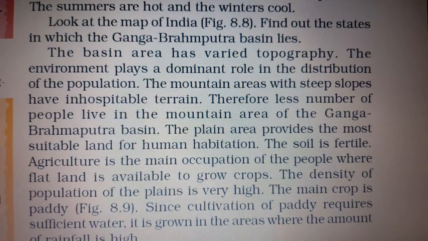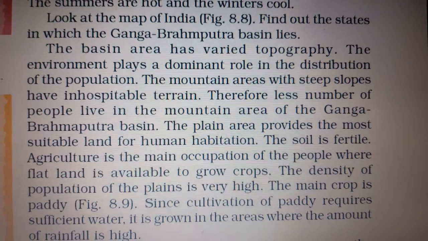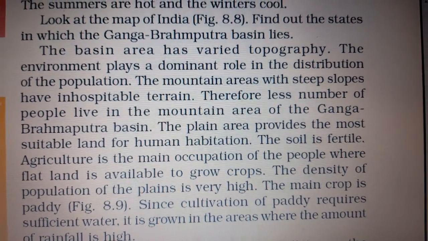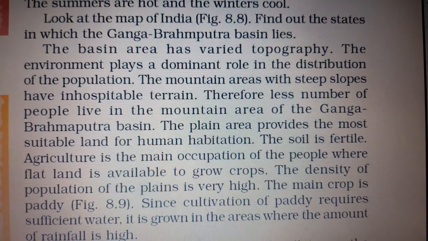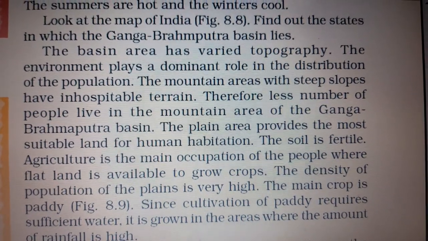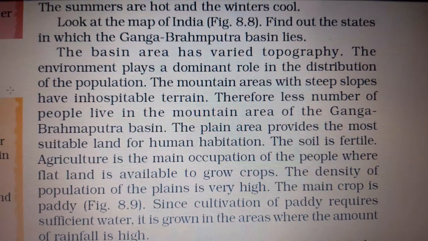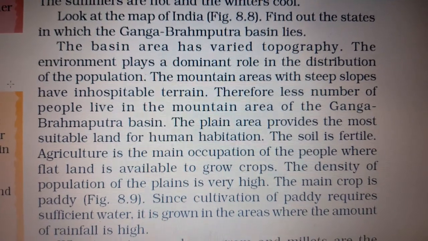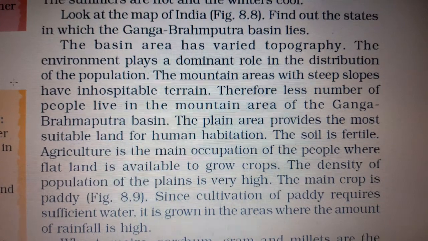The environment plays a dominant role in the distribution of the population. As you know, as compared to the plain area, the mountains are not densely populated. It means plains are densely populated. You can see the population in mountain areas as well as you can compare in Haryana, Punjab and Delhi. The mountain areas with steep slopes are inhospitable terrain.